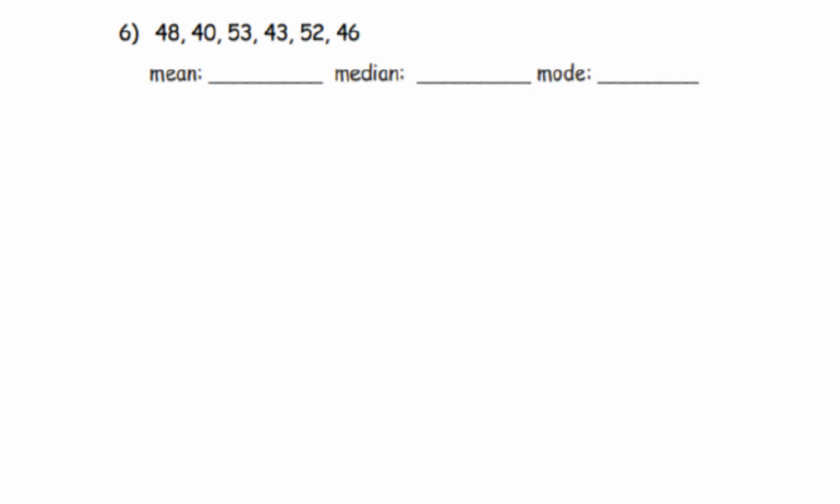To find the mean, we add them all up, and we come up with a total of 282. Divide it by 6 because we have 6 pieces of data. And when we calculate that, we get a mean of 47.